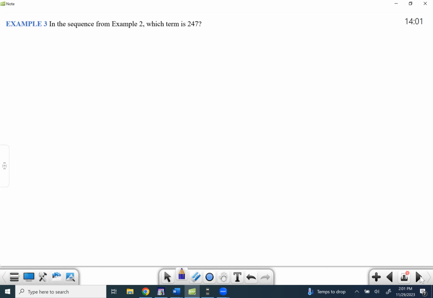Now they kind of flip things on us. We're not going to be using the formula in the same way we used it for our last example. We are still going to use that formula, but just in a different way. So remember, we already knew that a sub 1 was -8, and we knew that the common difference was 5. Okay. But they're telling us which term is 247. So that's going to be our a sub n. We don't know what n is, but it's going to be our nth term. Okay, so we're going to substitute these all in.